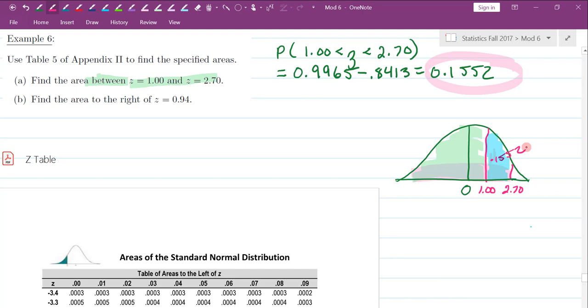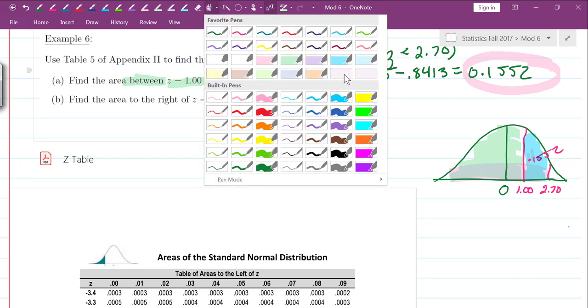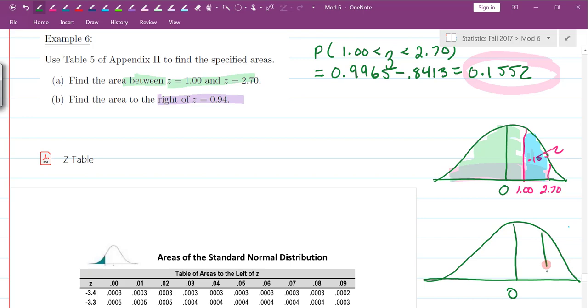Let's look at another question right here. Find the area to the right of 0.94. We'll go to purple for that. So to the right of 0.94. Let's draw a picture of what we're looking for. It's going to be representing what we're looking for. Put our mean. Our z-value rather, is 0.94. And we are looking for the area to the right. So that's what we're looking for, the area to the right of 0.94.